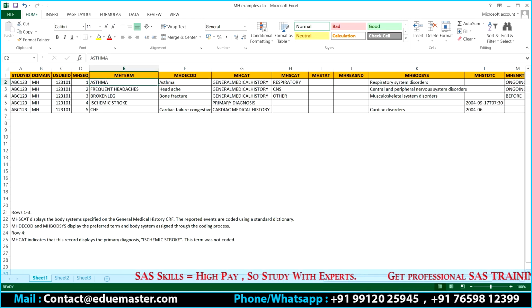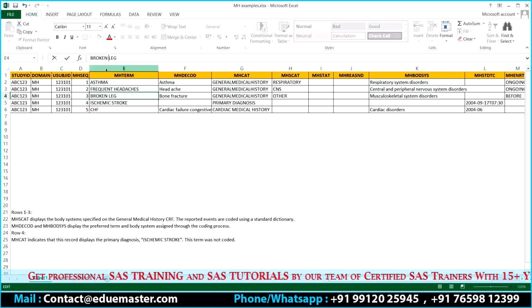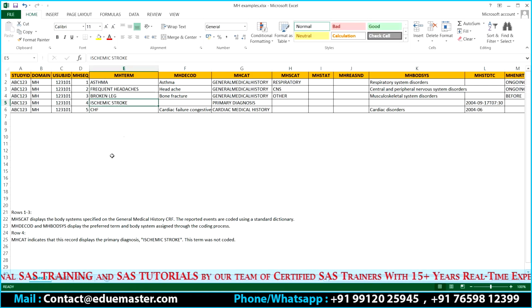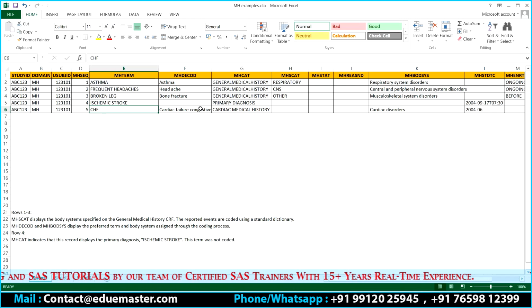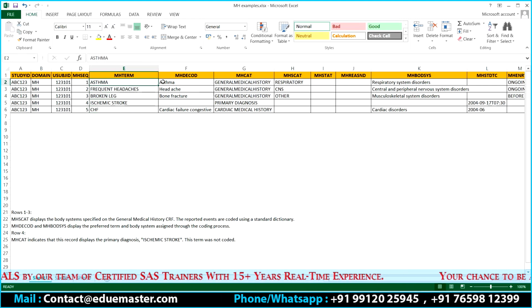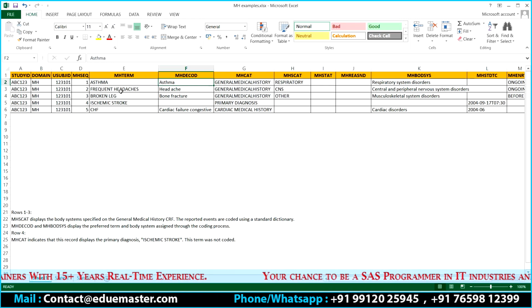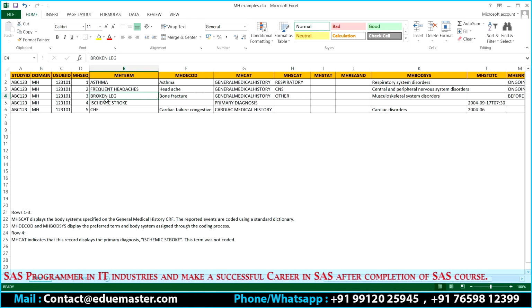So MH term talks about what exactly is the medical history event that happened. Asthma, frequent headaches, broken leg. Then you have your stroke here and you have your CHF here. What is the equivalent medical term from the medical dictionary? Asthma remains asthma. Frequent headaches, you are calling it headache. Broken leg falls under bone fracture, because whatever, let's say broken hand, broken leg, or anything related to this will be part of your bone fracture.